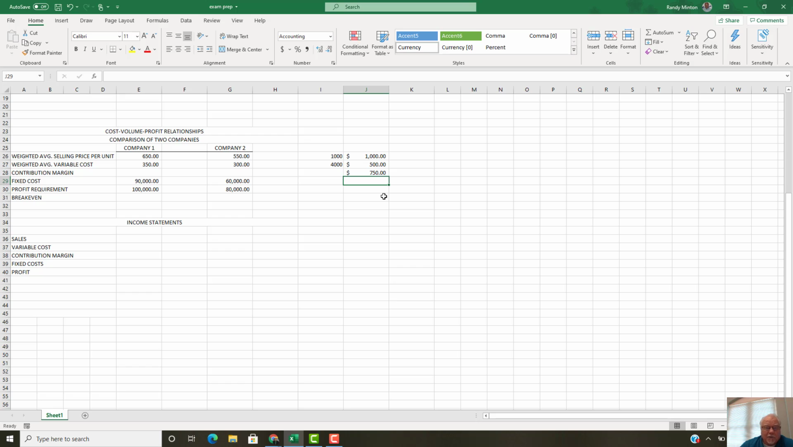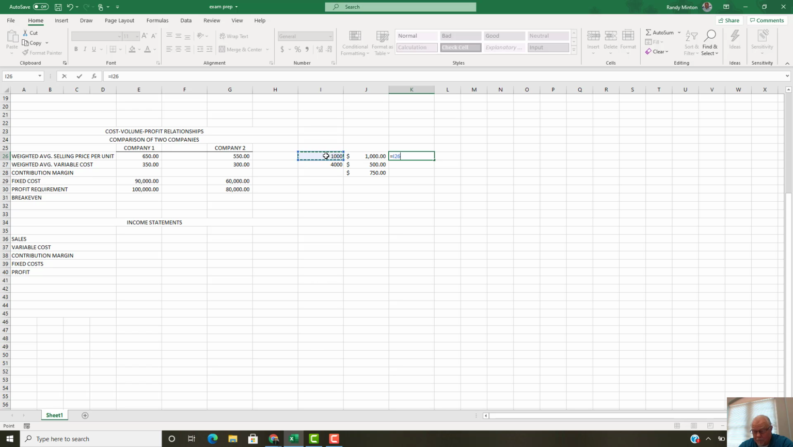You would actually weight these averages. So if I took this times this times this, and did the same thing for the next one, now I get a total of 3 million. And if I were to take that 3 million and divide it by the total number of units produced, which is 5,000, you notice now that the actual weighted average selling price is 600 versus 750.